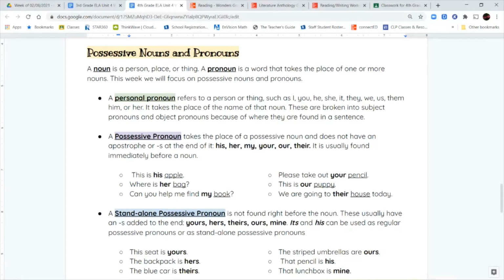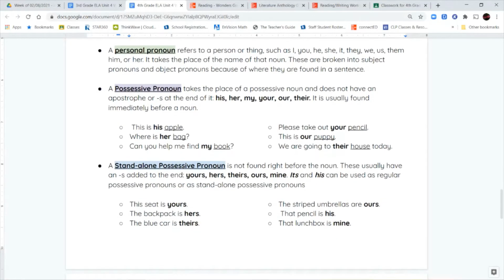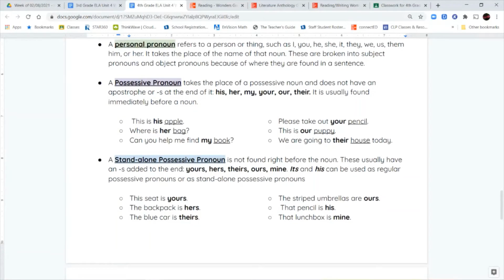Now we also have something else called a standalone possessive pronoun. And this is not found right before the noun. It's usually towards the end of a sentence, and it has an S on the end of it. So instead of words like her or my or your or our or their, it's going to become yours, hers, theirs, ours, and mine instead of my. Now, its and his can be used as regular possessive pronouns or as standalone.